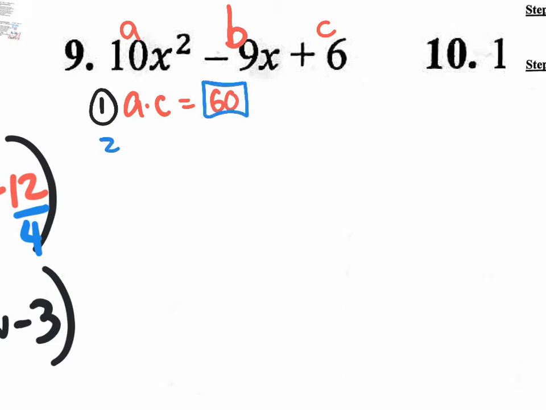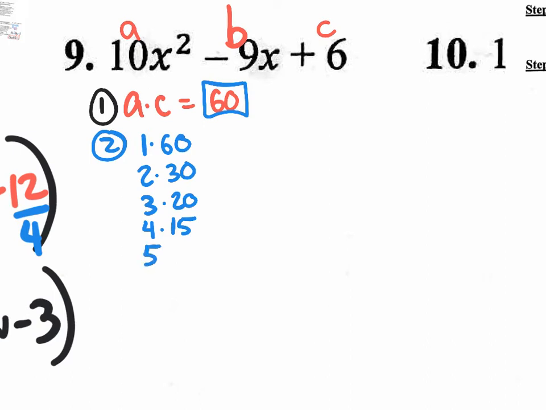Step 2 is to think of the multiples of 60. 1 times 60, 2 times 30, 3 times 20, 4 times 15. Now let's say you didn't know 4 times 15 right off the top of your head. Get the number 60 on a calculator, divide it by 4, the answer will be 15, which means that 4 times 15 is 60. You go 5 times 12, 6 times 10, 7, 8, 9, that's it. Those are all the possibilities.